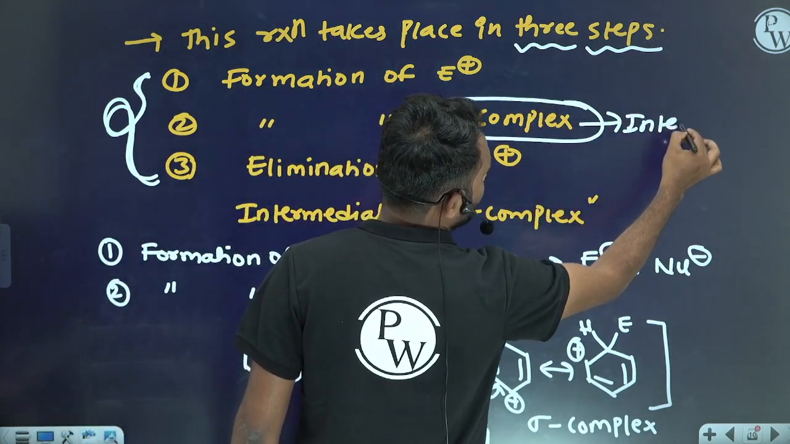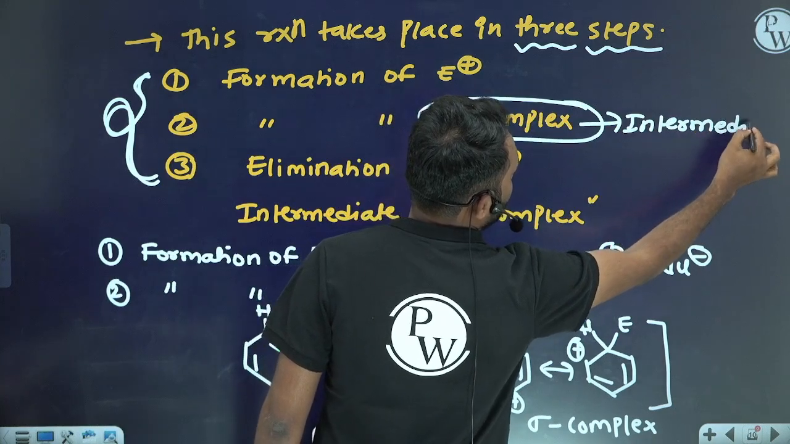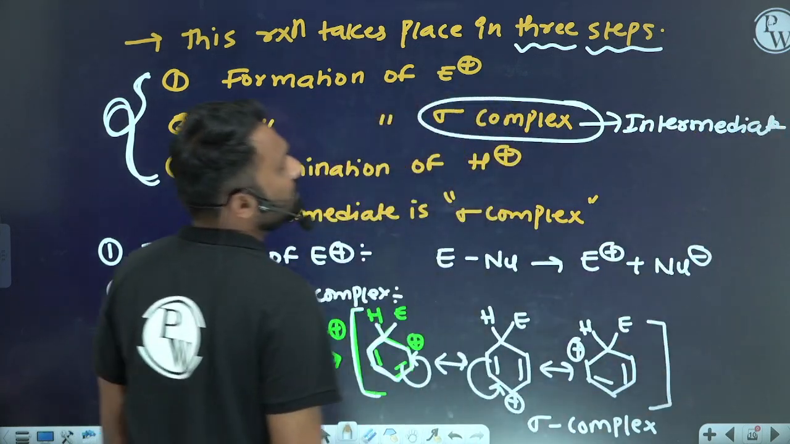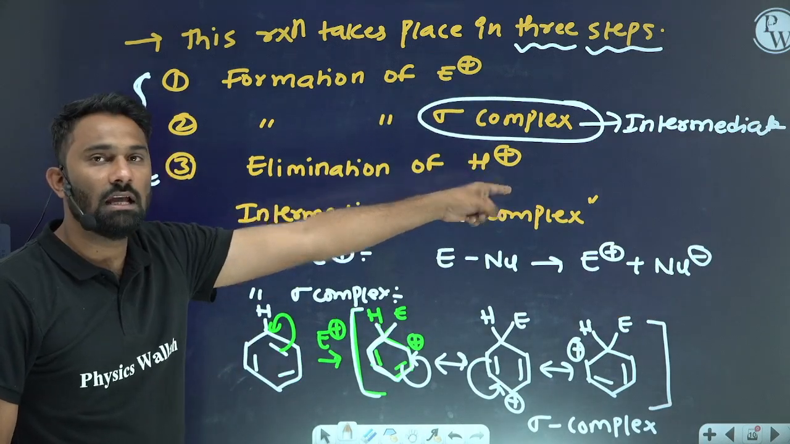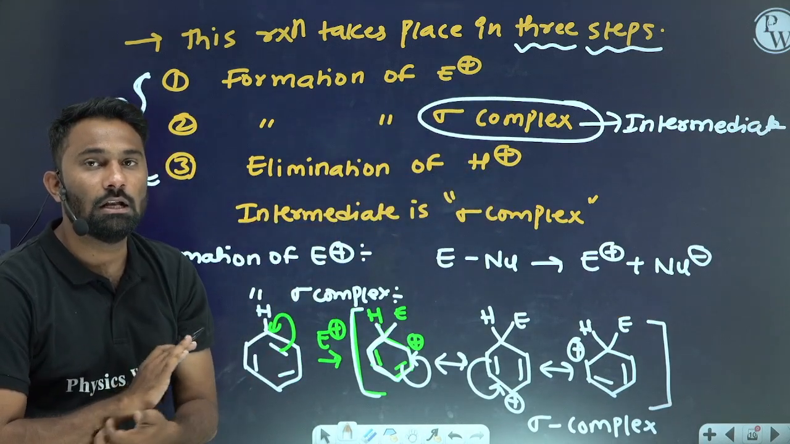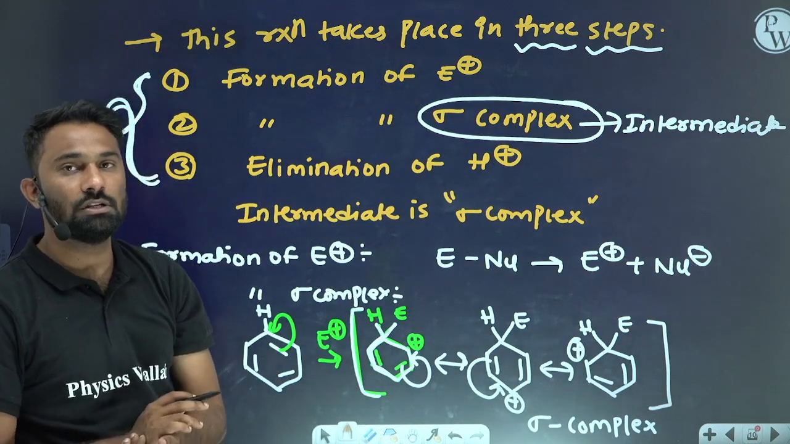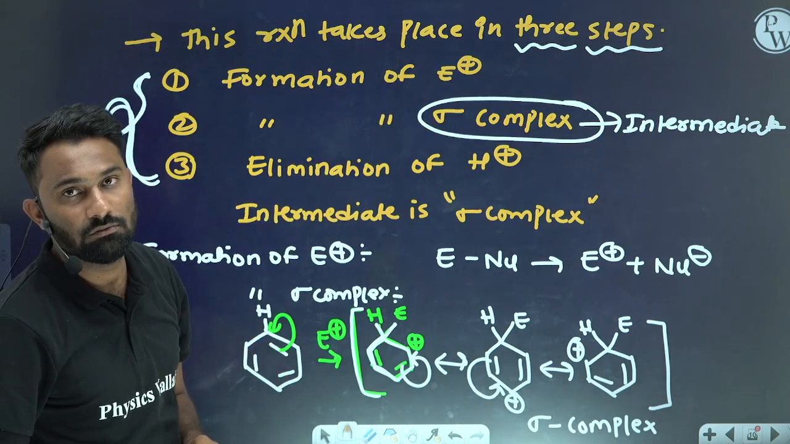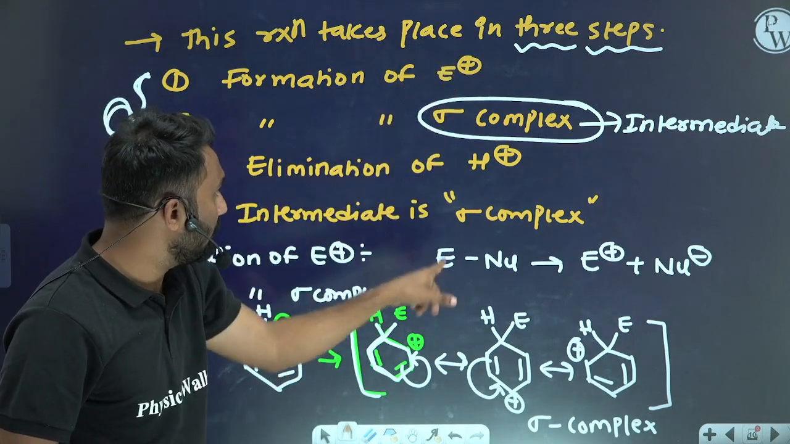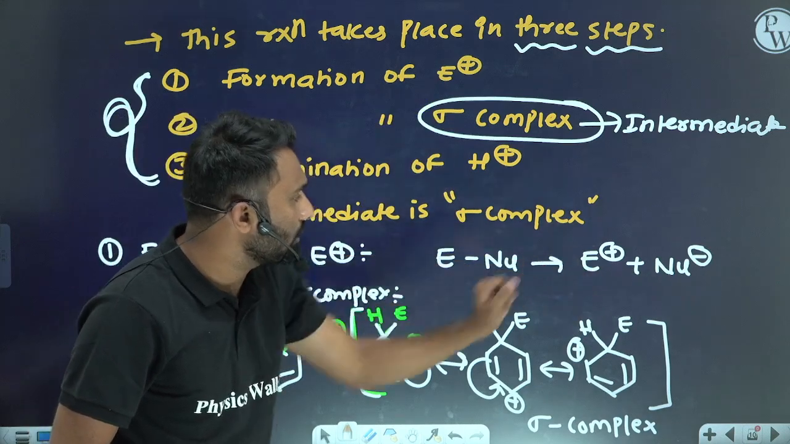This is the intermediate. Now last step, elimination of the electrophile. Now in aromatic electrophilic substitution reaction, first formation of the electrophile. First we have formed the electrophile.